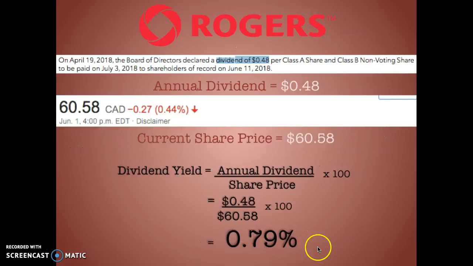These ideas are proven in the company Rogers. The annual dividend per share of 48 cents is divided by their stock price, the same as before, $60.58. This gives them a yield of 0.79%. Compared to other companies, this is a low yield and could deter potential future investors.